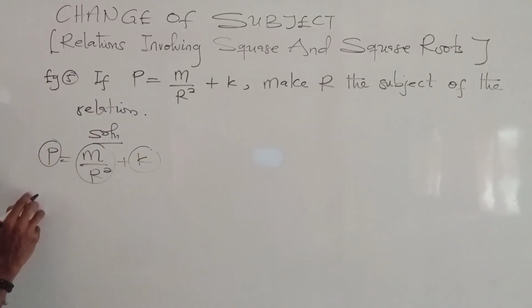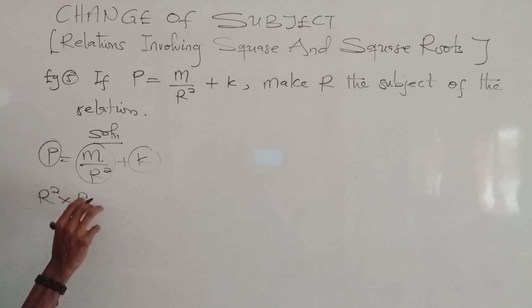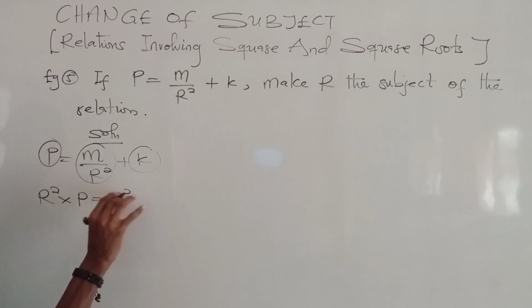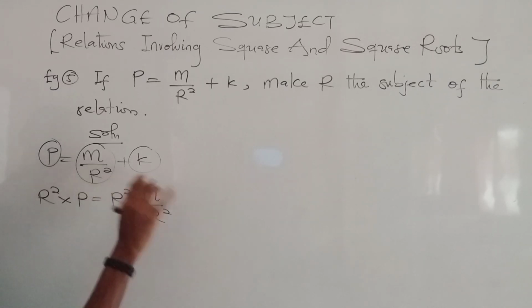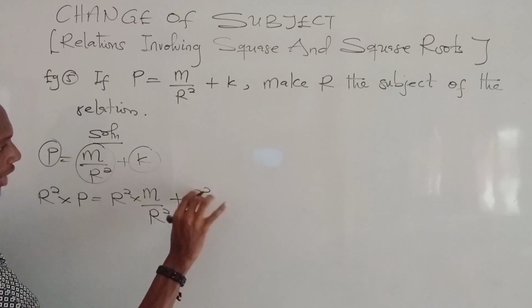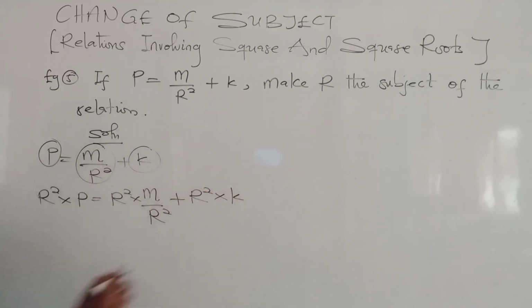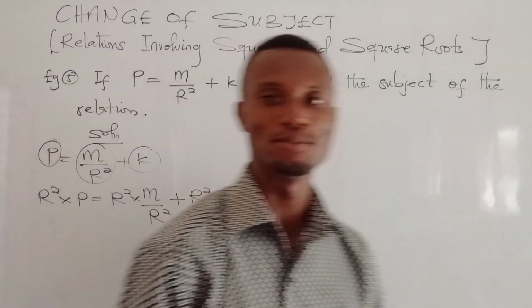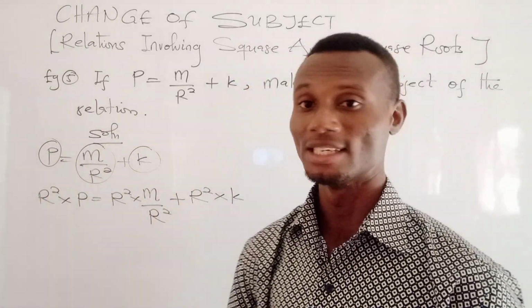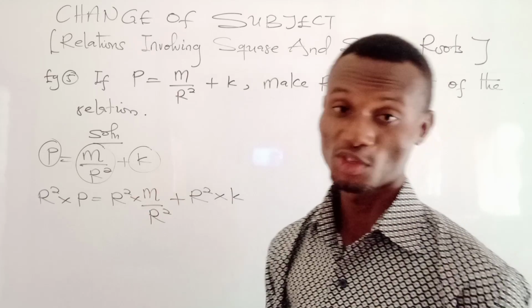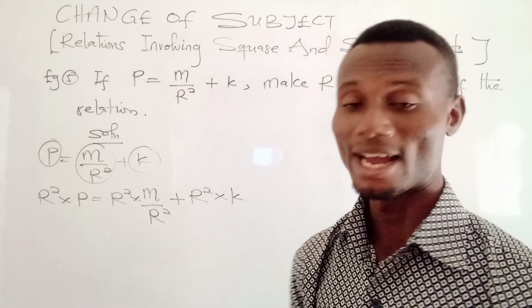So the LCM is r squared, so I'm going to have r squared times p, okay, equals r squared times m over r squared, then plus my r squared times the k. Okay, I hope you understand up to this point. All that we did is to multiply each term in the equation by the LCM, which is r squared. Okay, let's proceed further and simplify.